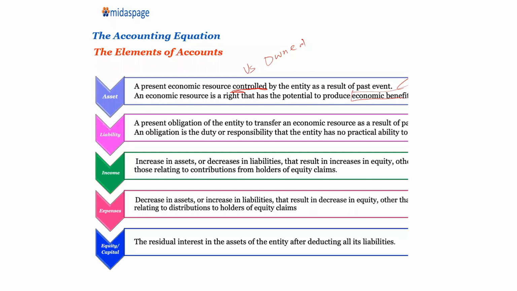Two, liability. A present obligation of the entity to transfer an economic resource as a result of past events. So the word here is present obligation.